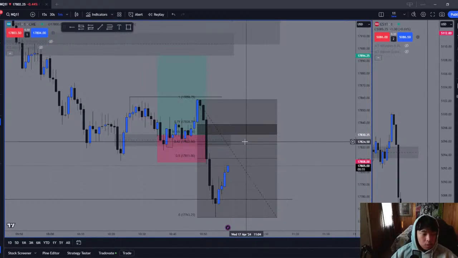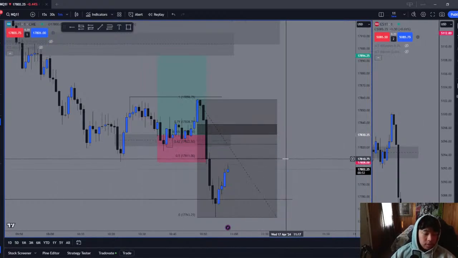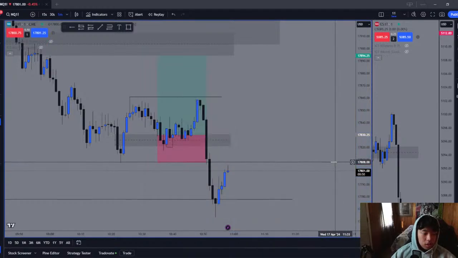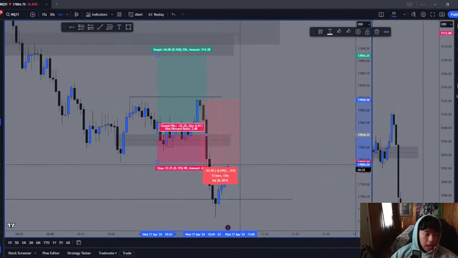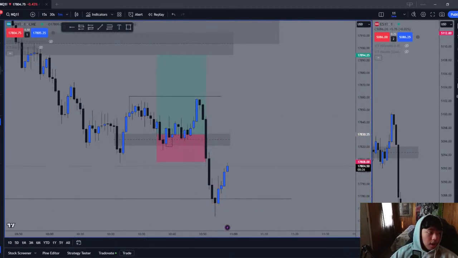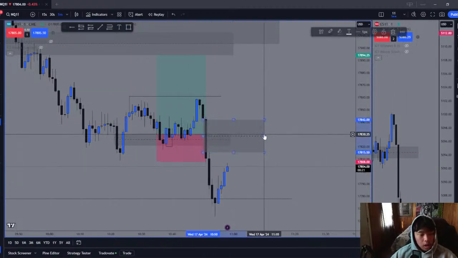If we can come up to some sort of imbalance here. We'll see what happens here. After this big downside move, I would like the price to come up and tap some sort of imbalance here, 50% mark or even OTE level.